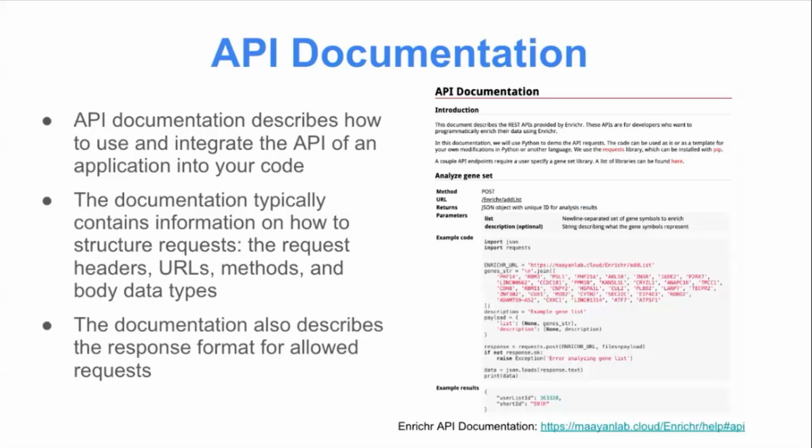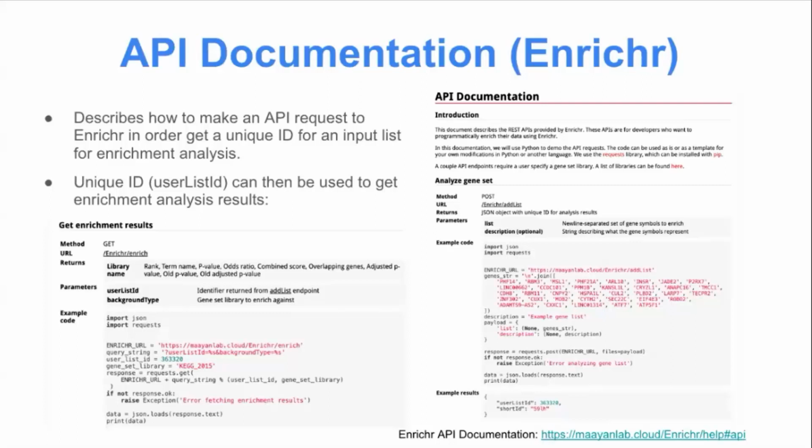And so, for example, this is an example of a documentation page, which is the Enrichr documentation page. Here we see that for each of the operations, it would describe what action you'd like to perform, like analyze a gene set, and then give you information about how to perform this API request. The part of the Enrichr documentation that describes how to make an API request to analyze a gene set is shown on the right.